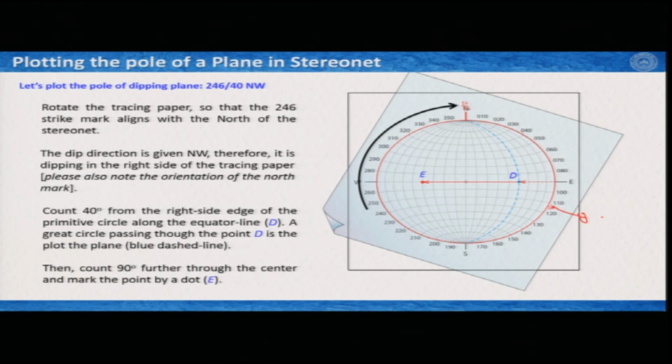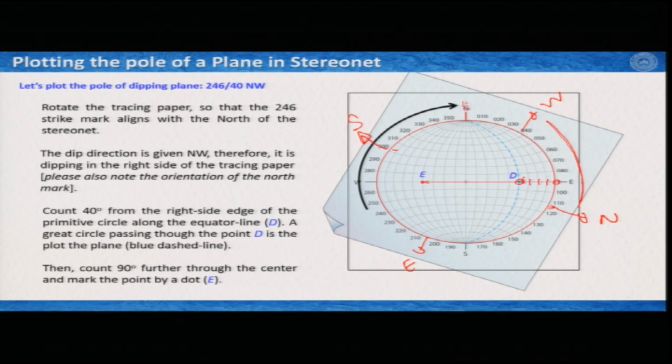This is the north. So, this must be the south, this must be west, and this must be east. This is based on the orientation of the tracing paper, because north is always marked. And what we see is that the dipping plane is dipping 40 degrees towards northwest. So, in this case it must be on this side. So, again we can count 40 degrees, which is the dip angle. So, 10, 20, 30, 40, and we get our dip angle here in the Stereonet.